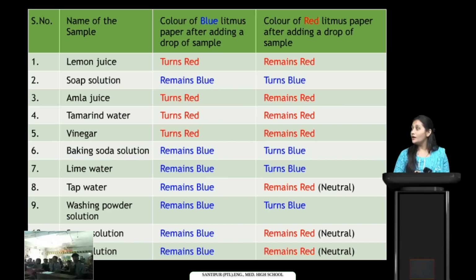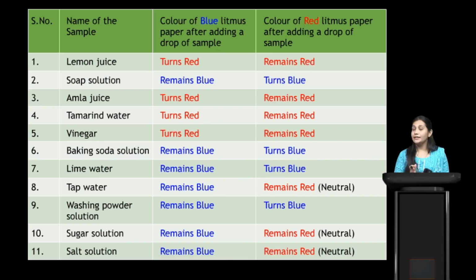Okay, let's begin. So here the fourth one is tamarind water. If we use the blue litmus paper in the tamarind water, it turns red. And if we give the red litmus paper in the tamarind water, it remains red. Now here comes the vinegar. If we use the blue litmus paper in the vinegar, it turns red, and if we use a red litmus paper in the vinegar, it remains red.